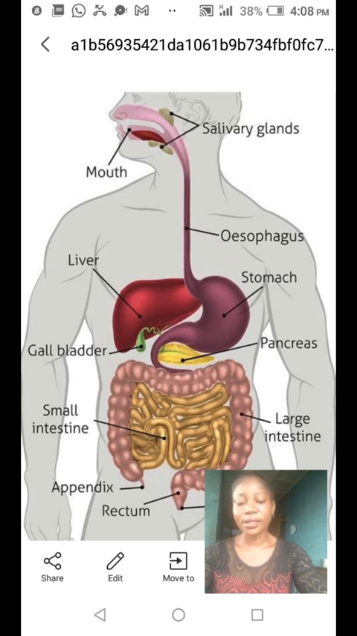Now, the last organ is the anus. Yes, the anus has just one function. That is, feces is passed out through the anus. Now, look at the diagram very well.